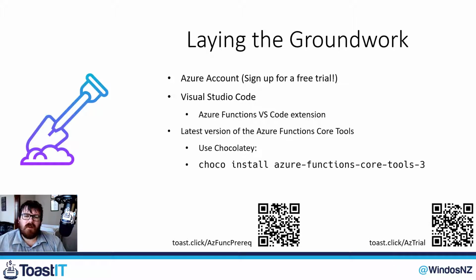We're also going to be using Visual Studio Code, and within that we'll need to install the Azure Functions extension. And then we also need the Azure Functions core tools. My preferred way of getting that installed is via Chocolatey, and you can do that with choco install azure-functions-core-tools-3. That 3 is important because it dictates which version of the Azure Functions that you're going to be running on, and we do need version 3.